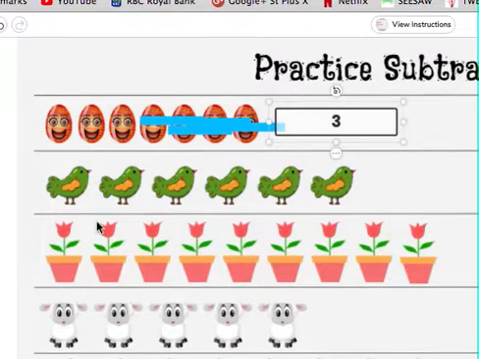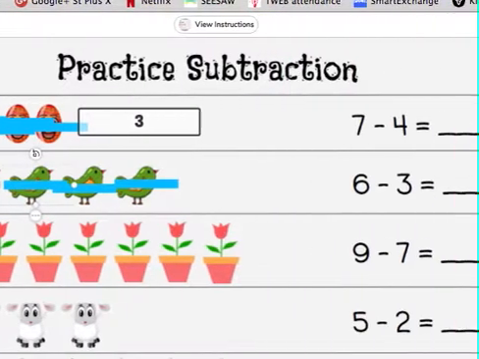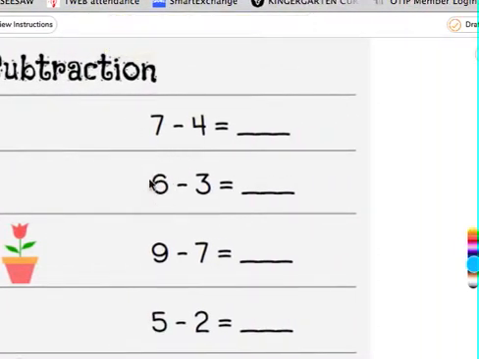Okay. Let's take a look at these chickens over here. I have 1, 2, 3, 4, 5, 6, or birds, I should say. So I have 6 birds. Well, what happened was, 1 bird flew away, 2 birds flew away, and 3 birds flew away. So what we could say is, if you look at the numbers here, I had 6 birds all together, and then 3 of the birds flew away. So how many am I left with?